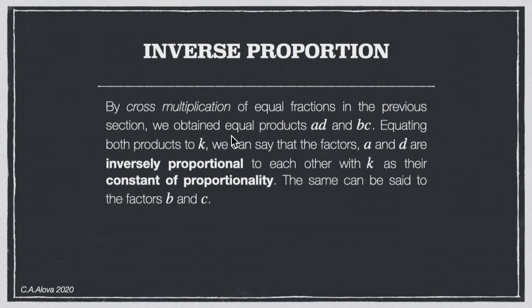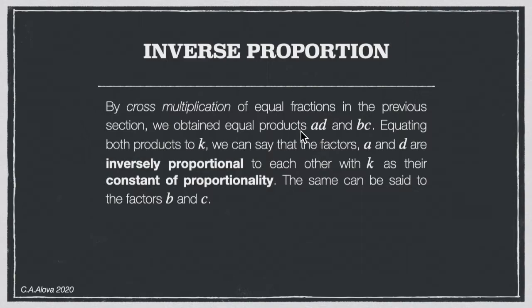By cross multiplication, that's our rule: the product of the means is equal to the product of the extremes of two fractions or two ratios. In the previous section, we obtained equal products AD and BC, equating both products to K. For example, K equals AD, K equals BC. We can say that the factors A and D are inversely proportional to each other, with K as their constant of proportionality. How is that so?